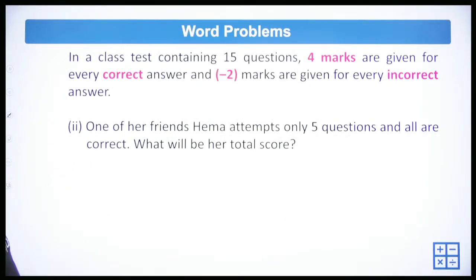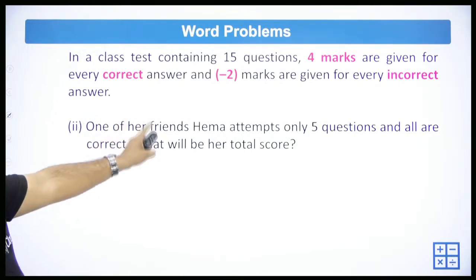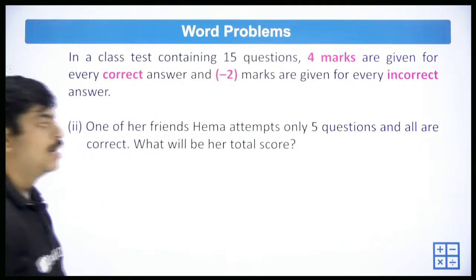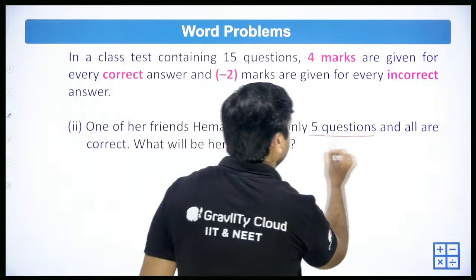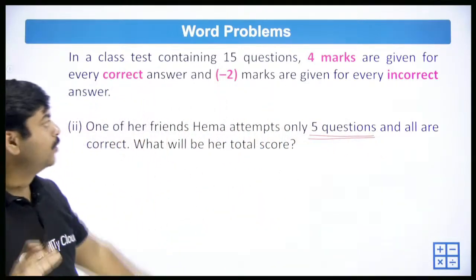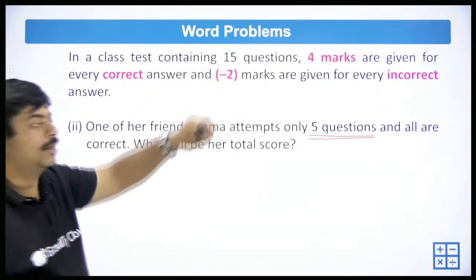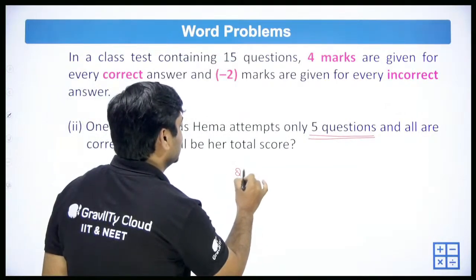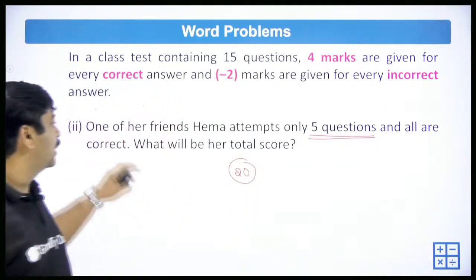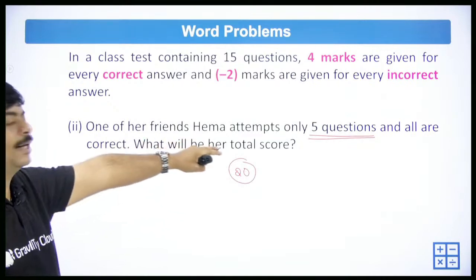So in the same case, one of her friends, Hema, attempts only 5 questions. Only 5. So 5 into 4, how many marks? 5 into 4 is 20 marks, and all are correct. It was given that all are correct. What will be her total score?